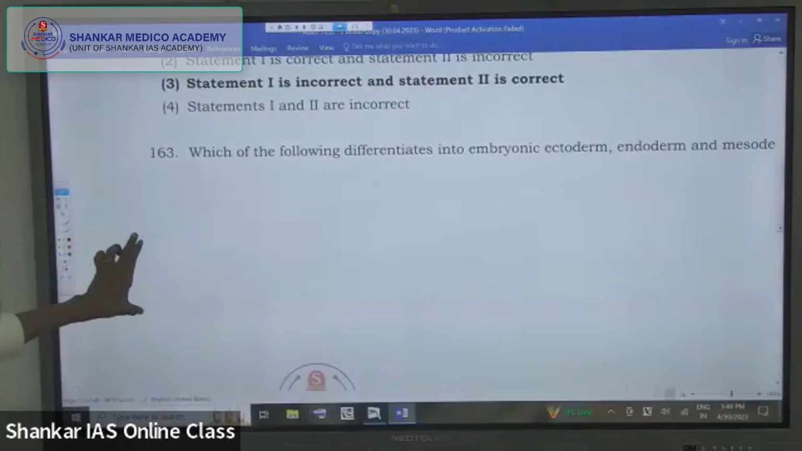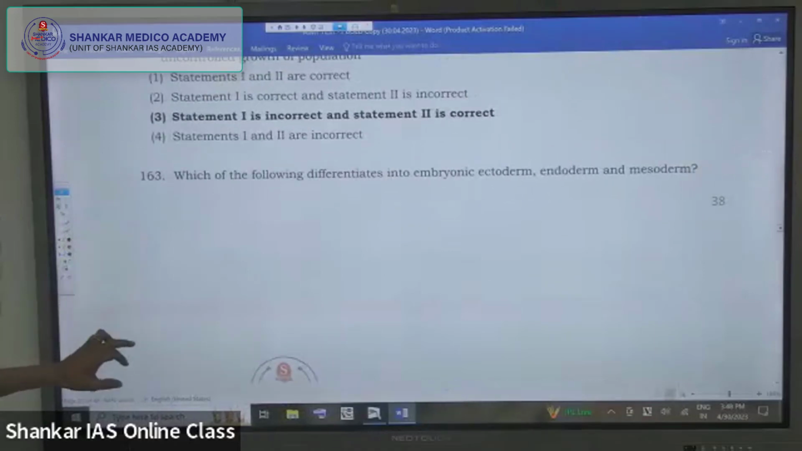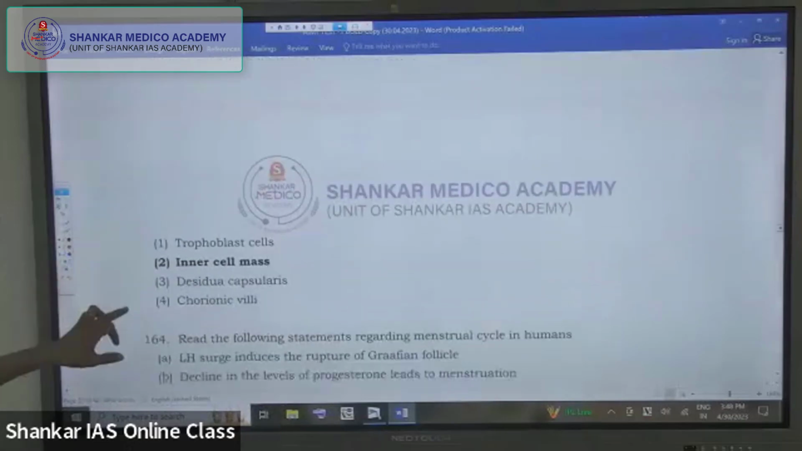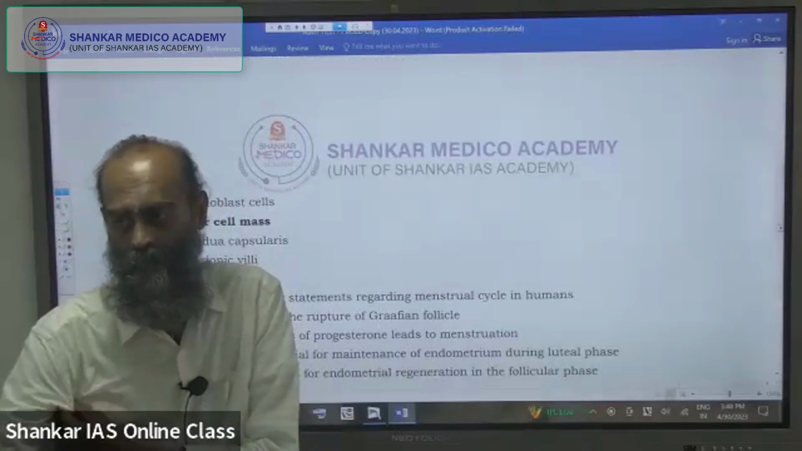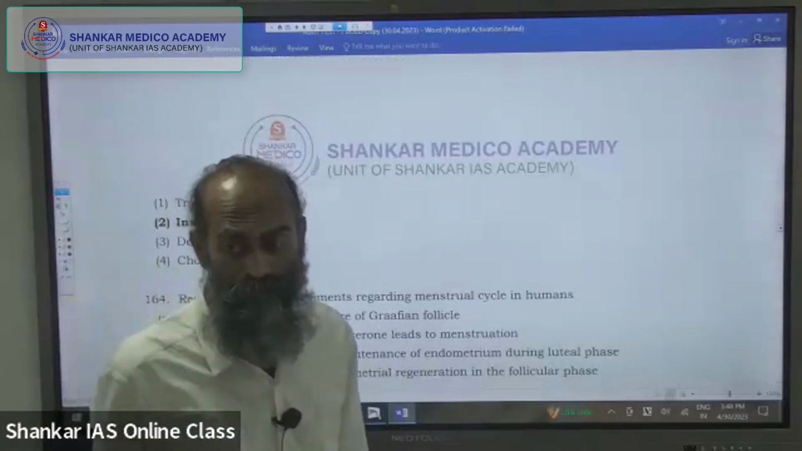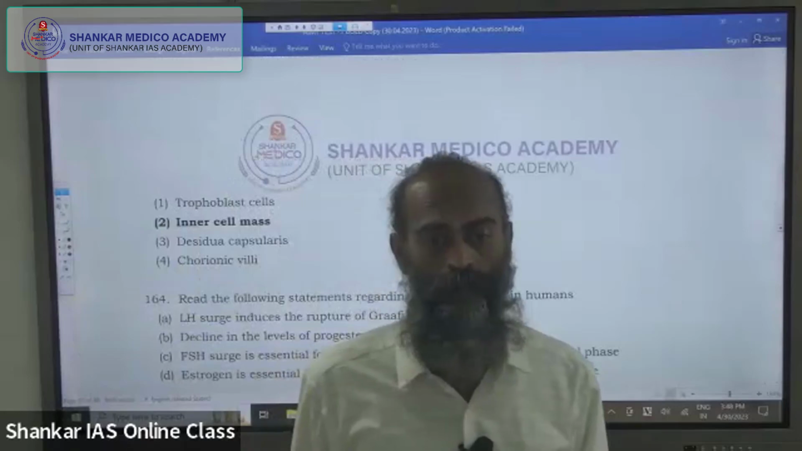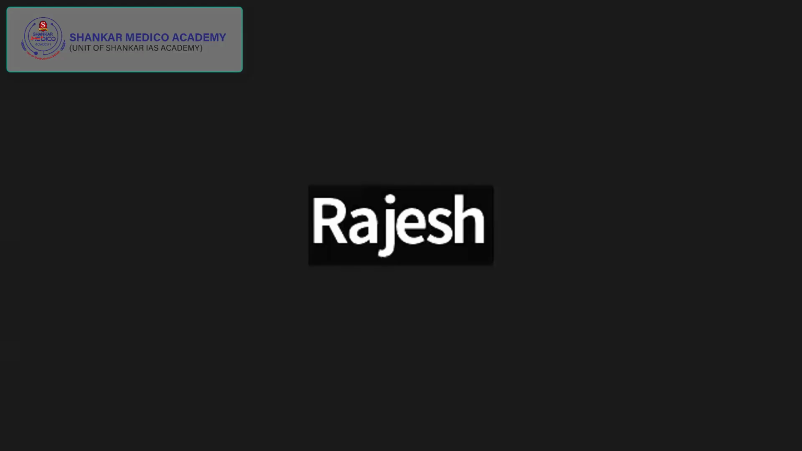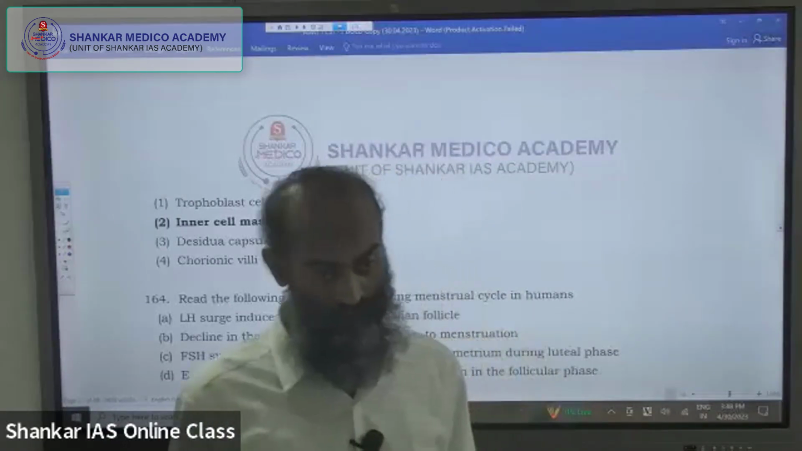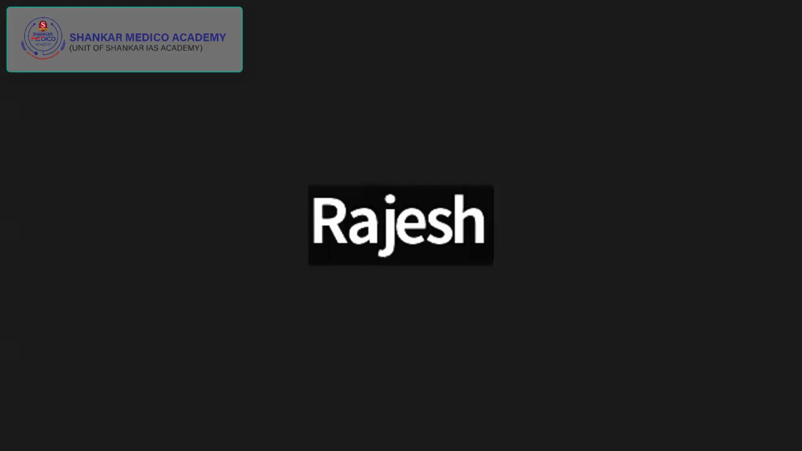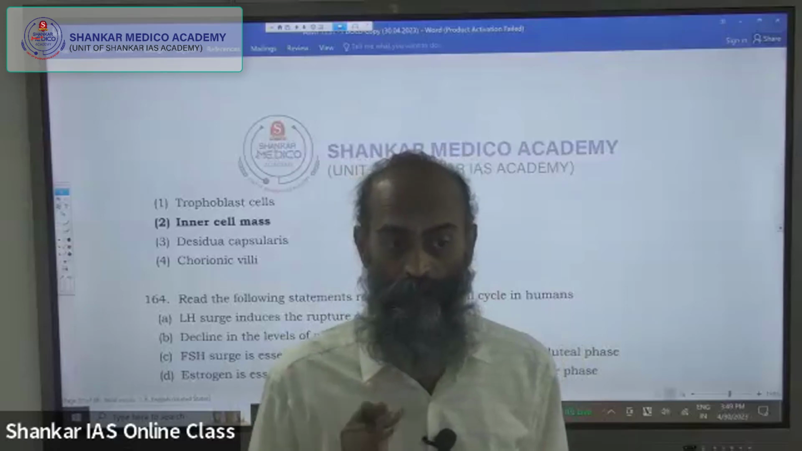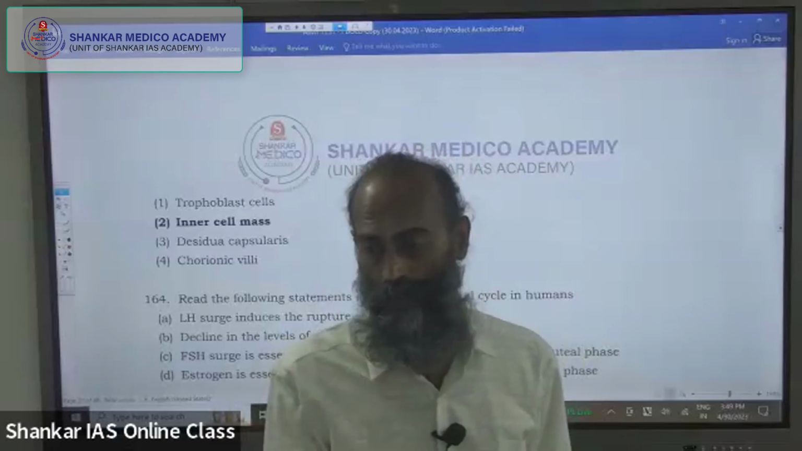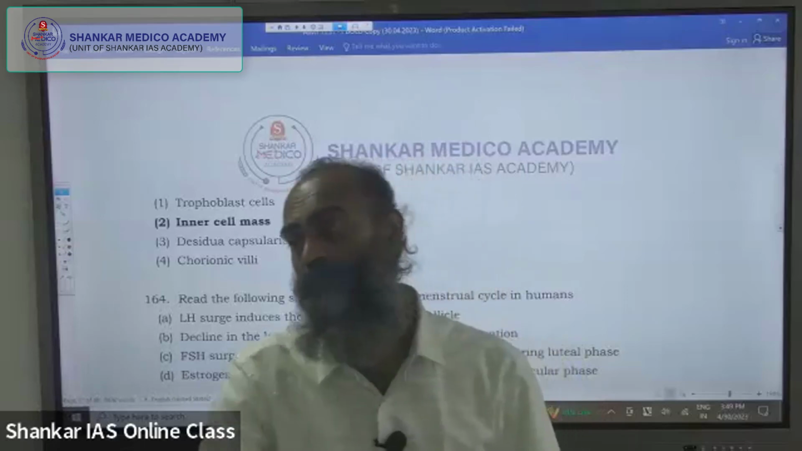Which of the following differentiates into embryonic ectoderm, endoderm and mesoderm? Which is the first germ layer which is formed? Out of these three, ecto, meso and endo, which is the first germ layer formed? Not mesoderm. Endoderm. Endoderm is formed from the hypoblast. Then epiblast gives rise to ectoderm. From ectoderm only, again, you get mesoderm.